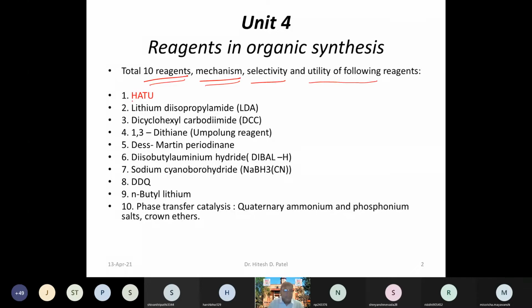As per the syllabus, this reagent this time we have introduced. Its name is HA2. This reagent we can use for the preparation of amides. Normally, if you want to prepare amides we can prepare from acid and amines. This reaction may be catalyzed by acidic condition as well as basic condition.